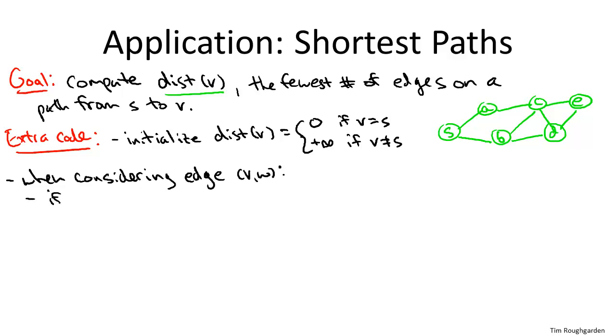But if this is the first time you're seeing the vertex W, then, in addition to what we did previously, in addition to marking it as explored and putting it in the queue at the back, we also compute its distance. And its distance is just going to be one more than the distance of the vertex V responsible for W's addition to the queue, responsible for first discovering this vertex W.